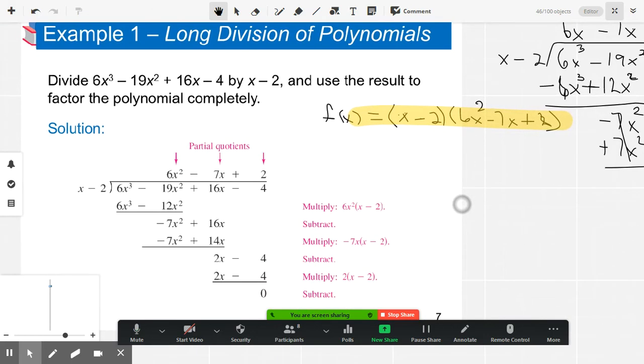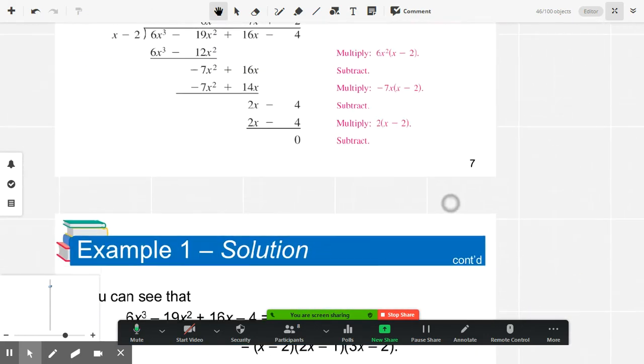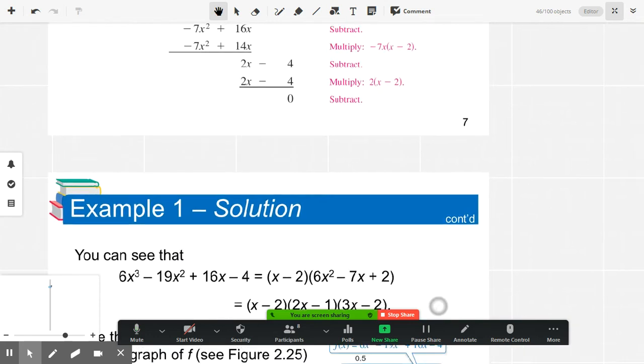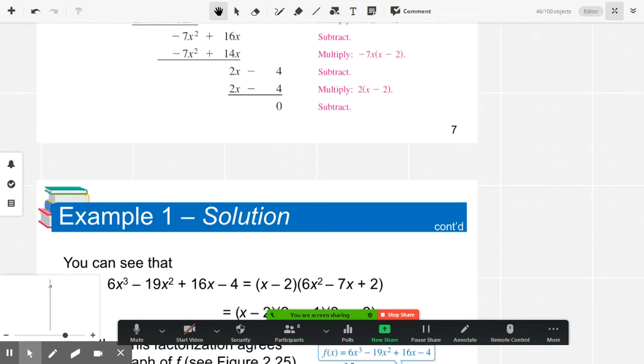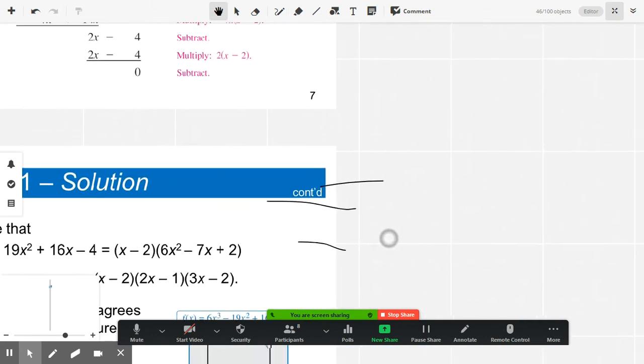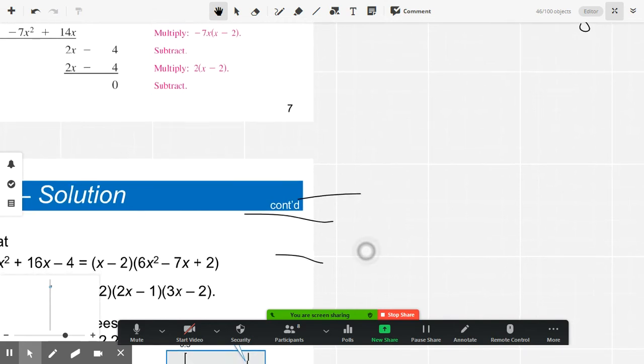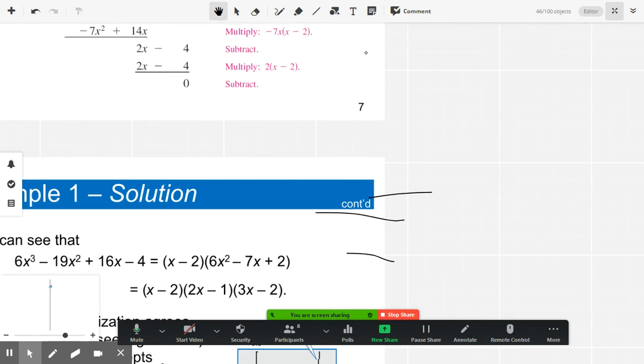Okay? So we used long division to break this down. All right? And let me go over here and write this out. So what we have, whoops, I need to slide it over. What was that original polynomial? 6x cubed minus 19x squared plus 16x.